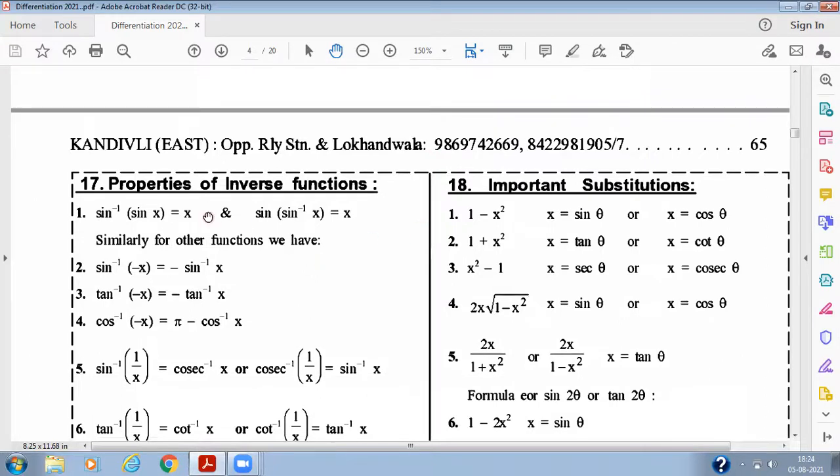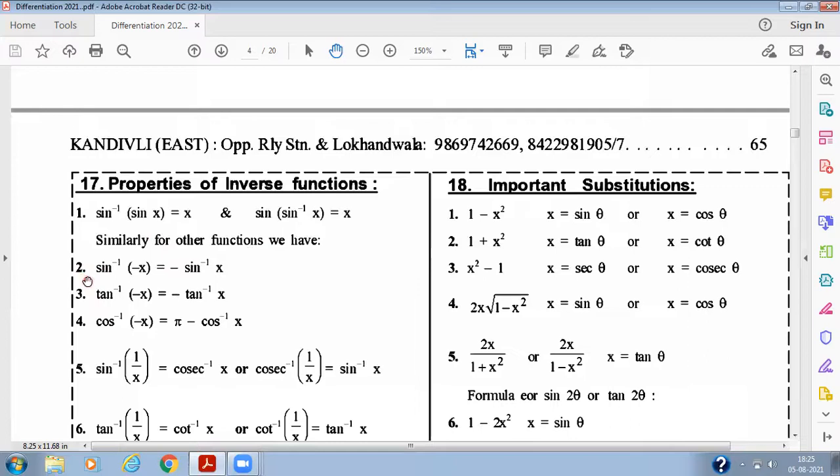Okay, now moving on to properties of inverse functions. This is again a very important part of differentiation. We need properties of inverse functions for solving the problems that are dependent on inverse functions, students. The first one: sine inverse of sine x is x, as well as sine of sine inverse x is also equal to x. And similarly, it holds true for the remaining inverse functions also. It is written similarly for other inverse functions.